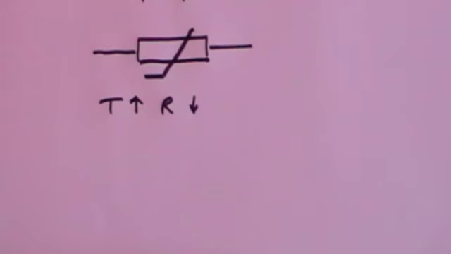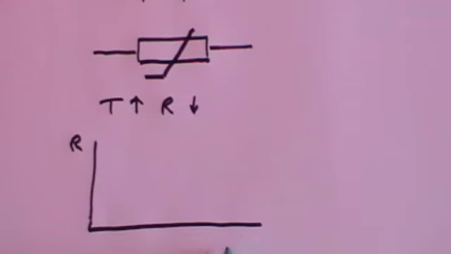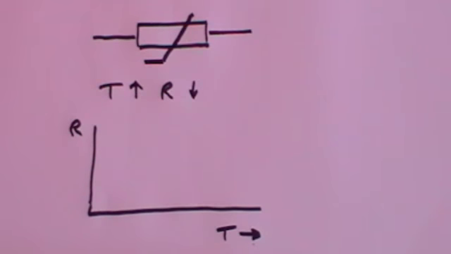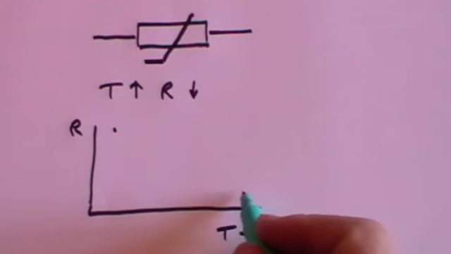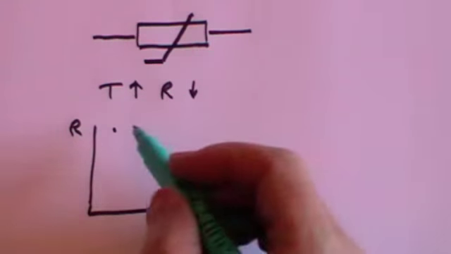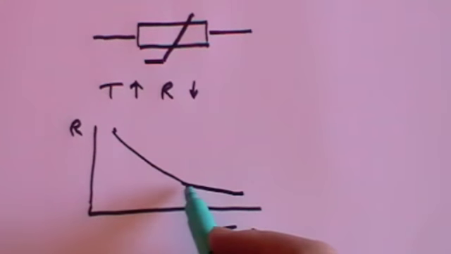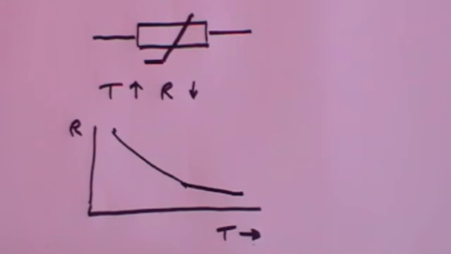So if we draw a graph that shows resistance against temperature increasing in that direction, when the temperature is low, the resistance is high. When the temperature is high, the resistance is low, and it's not joined usually by a straight line, it's usually some kind of smooth curve, not the one I've drawn. And so that just shows you that for a thermistor, depending on the temperature, the resistance will change.